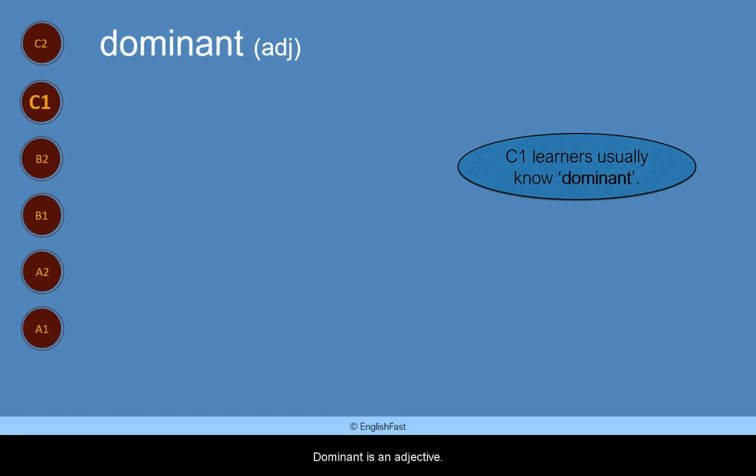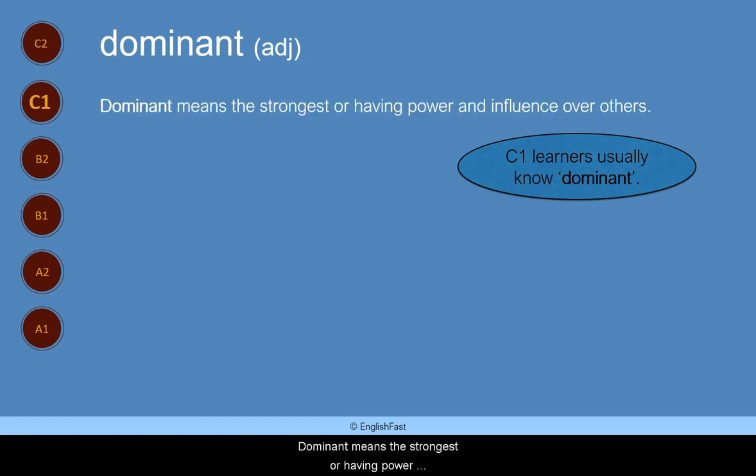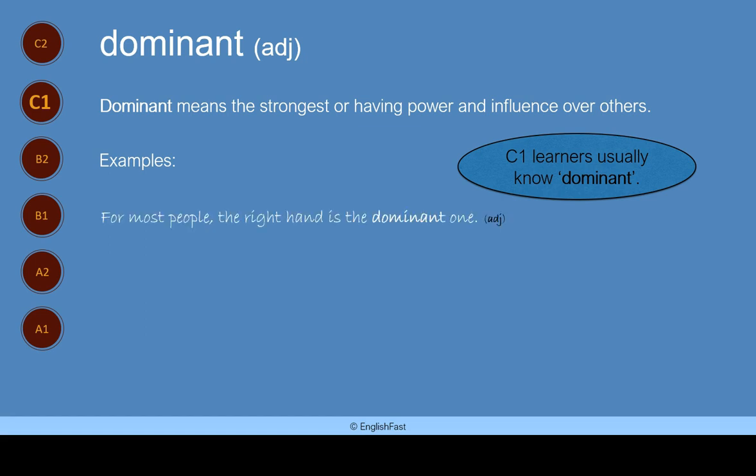Dominant. Dominant is an adjective. C1 learners usually know dominant. Dominant means the strongest or having power and influence over others. Here are some examples. For most people, the right hand is the dominant one.